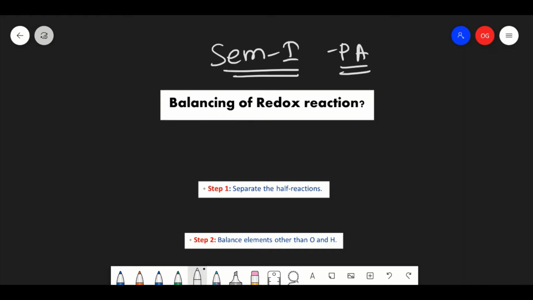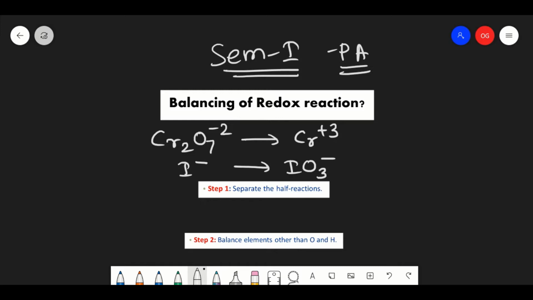We will take a simple example from the earlier year question paper. In the last 3 to 4 years, somewhere this reaction was given. This was the question, that we had to balance this chemical reaction.